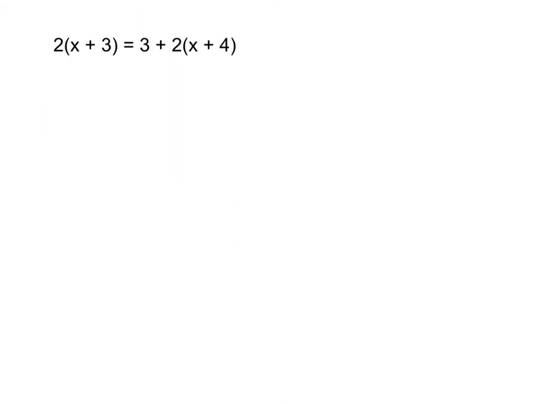In this last example, we're going to look at an equation that has no solution. So we want to start off by using the distributive property on both sides, multiplying 2 to x, 2 to positive 3, and on the right side, 2 to x, 2 to positive 4. A common mistake that some students make is they add 3 and 2 together first. Please do not do that. So when we use the distributive property, we have 2x plus 6 equals 3 plus 2x plus 8.